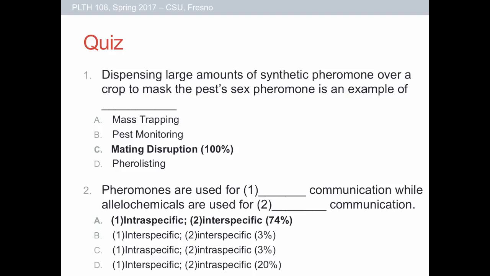For the second one, this one's a little more challenging. It's the differentiation between pheromones and allelochemicals. So the idea is that pheromones are used to communicate between members of the same species. So that would be intra-specific, whereas allelochemicals are used to communicate with members of different species. So that would be inter-specific.